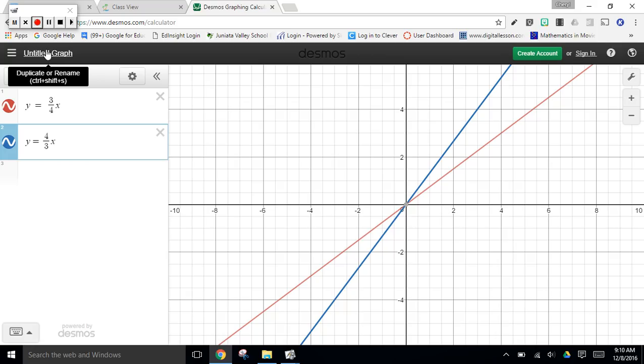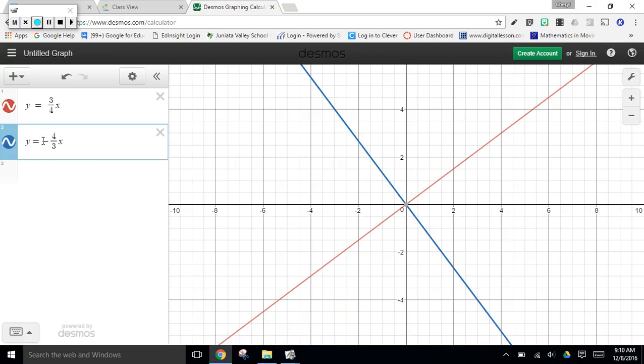So these lines both have a positive slope. So they're both the kind you have to walk up, not ski down. They both have a positive slope, but the slope of one is a little bit steeper than the slope of the other. 4/3 has a steeper slope than 3/4. Okay, so they would not connect. Now if I change one to be negative, if I make the 4/3 become negative, then they are now perpendicular to each other.